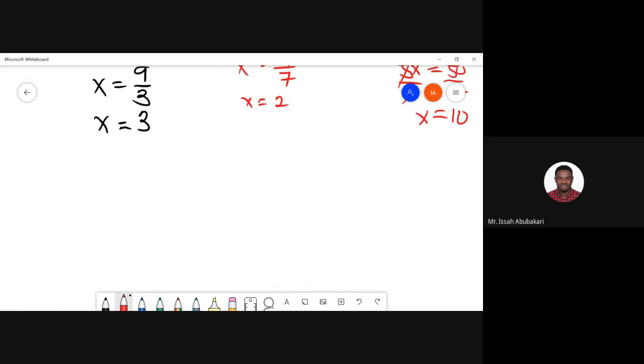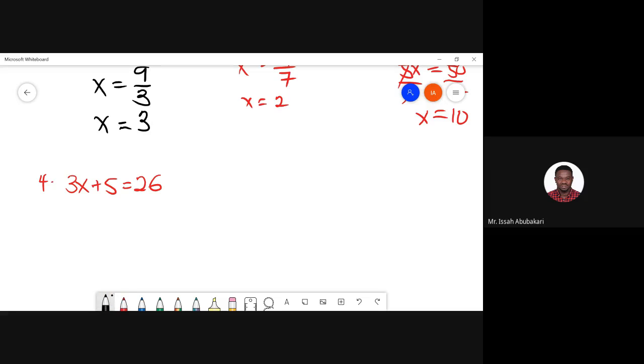All right, let's try one more question. Number 4, when we have 3x plus 5 is equal to 26. 3x plus 5 is equal to 26.